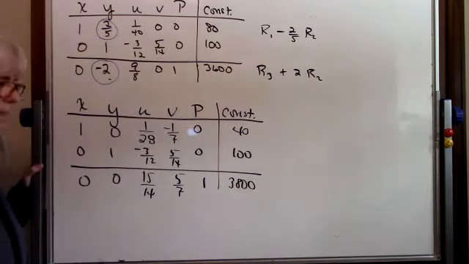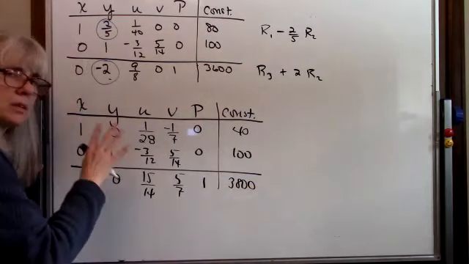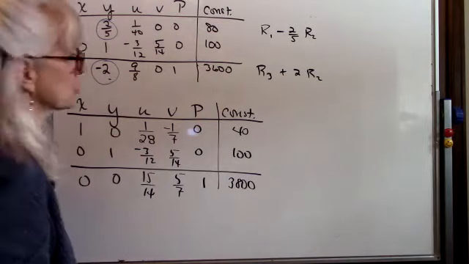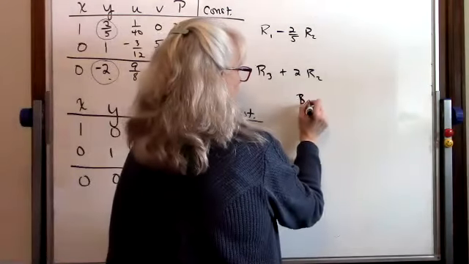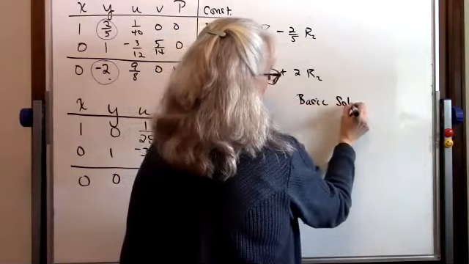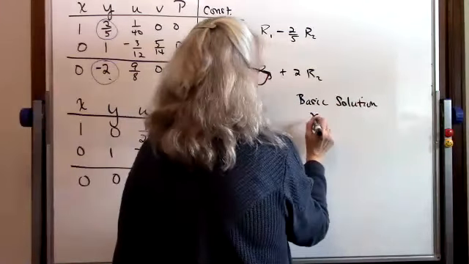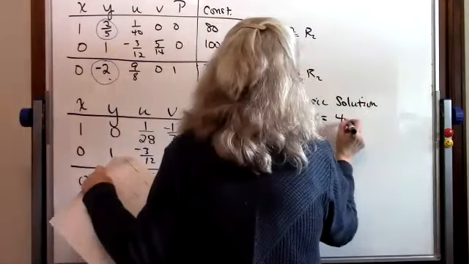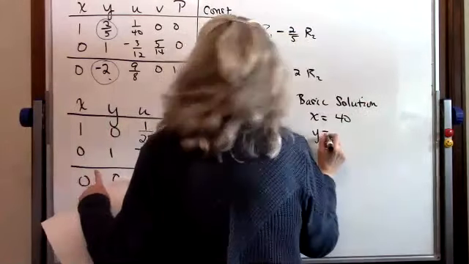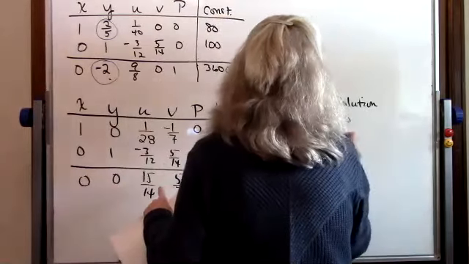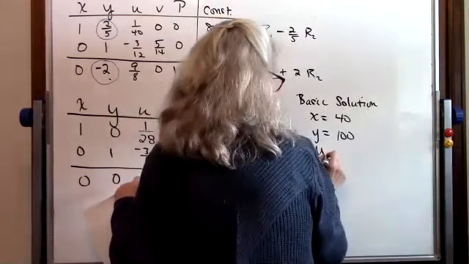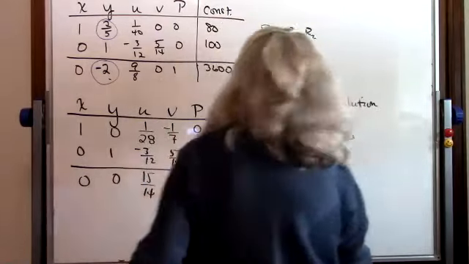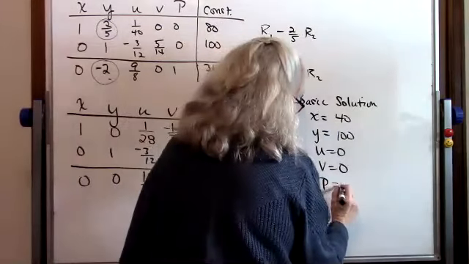Whew. And how do we know we're done? Because there are no negatives in the bottom row. So this tableau is in its final form. All we have to do is pick off our answers. So the basic solution: X is a unit column, so X is equal to 40. Y is a unit column, so Y is equal to 100. U is not a unit column, so we assign it a 0. V is not a unit column, so it gets a 0. And finally, P, the profit down here in the bottom, is equal to 3,800.